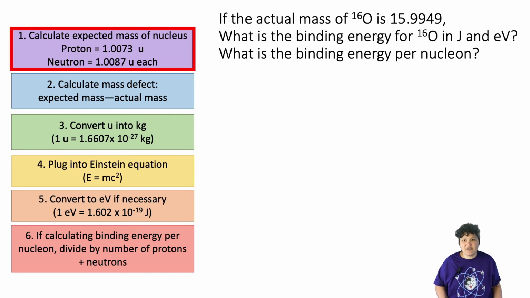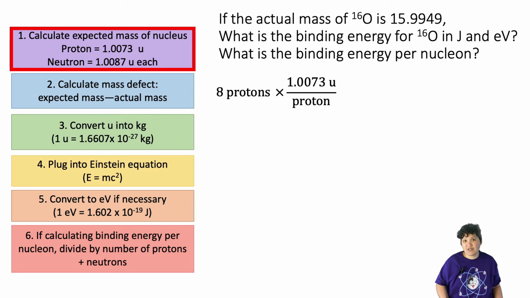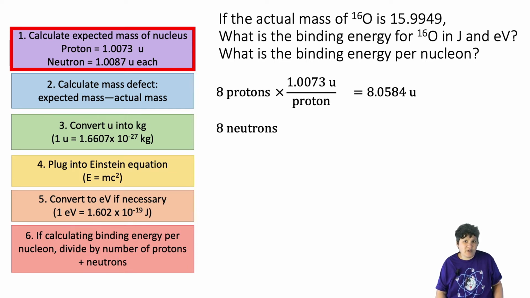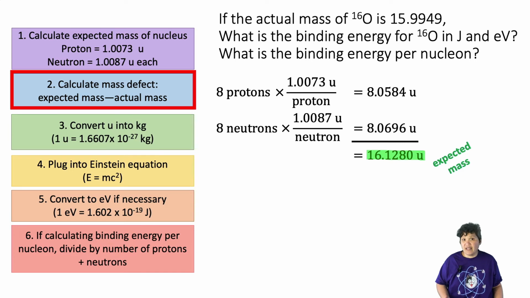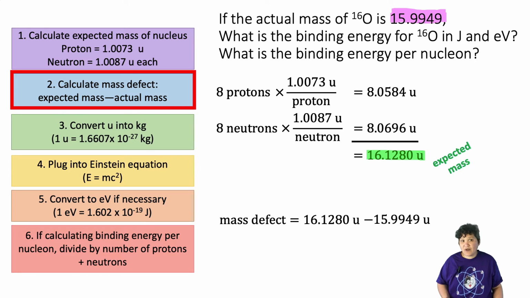Now let's calculate the binding energy, starting with the expected mass of the nucleus. We have 8 protons times 1.0073 U per proton, which gives us 8.0584 U. We also have 8 neutrons times 1.0087 U per neutron, which gives us 8.0696 U. Adding those two masses, we get a total expected mass of 16.1280 U. Now we calculate the mass defect by taking our expected mass of 16.1280 U and subtracting our actual mass of 15.9949 U, which is given in the problem. This gives us a mass defect of 0.1331 U.